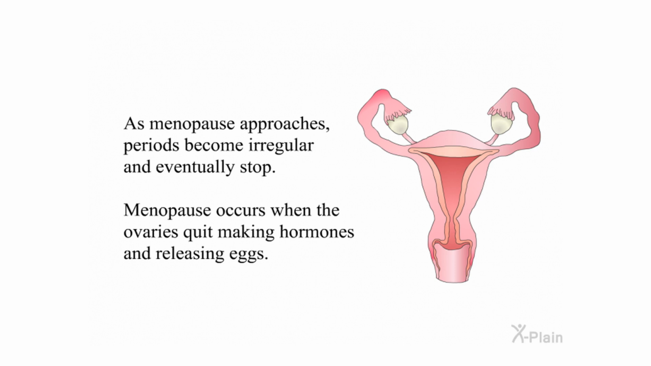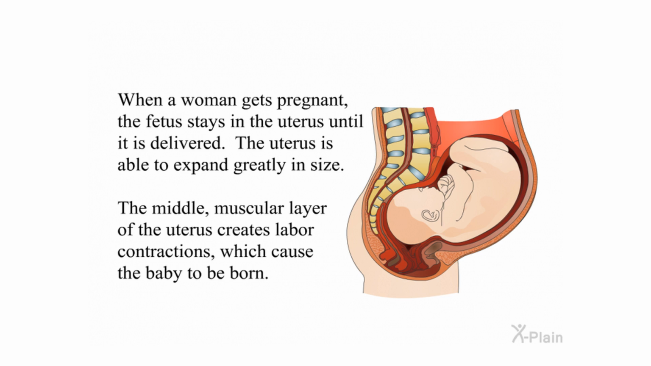As menopause approaches, periods become irregular and eventually stop. Menopause occurs when the ovaries quit making hormones and releasing eggs. When a woman gets pregnant, the fetus stays in the uterus until it is delivered. The uterus is able to expand greatly in size. The middle muscular layer of the uterus creates labor contractions, which cause the baby to be born.